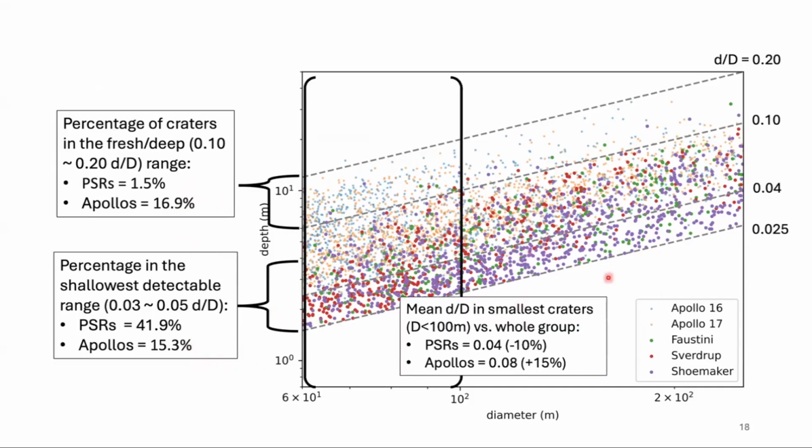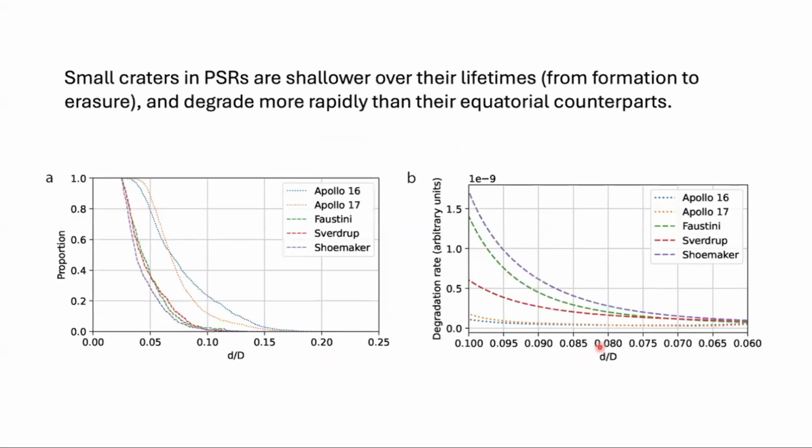And then another interesting point is when we look at diameter bins, if we look at the shallowest diameter bin, this is showing 60 to 100 meter diameters. The mean depth to diameter in the PSR craters was about 10% below the mean for the whole group, whereas in the Apollos, this is what I was getting to before, about 15% greater. So you'd expect to find a lot of small, fresh craters with large depth to diameter values, but we don't see that in the PSR areas, the same as the Apollo sites.